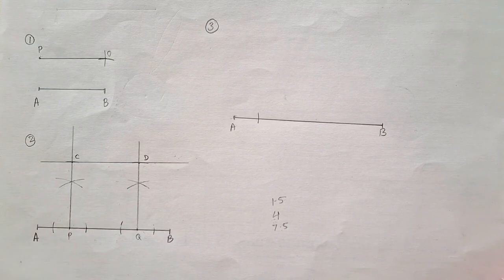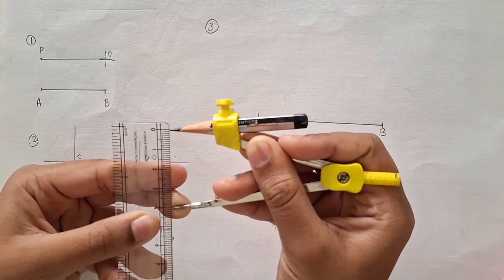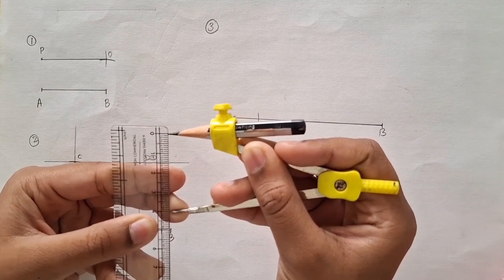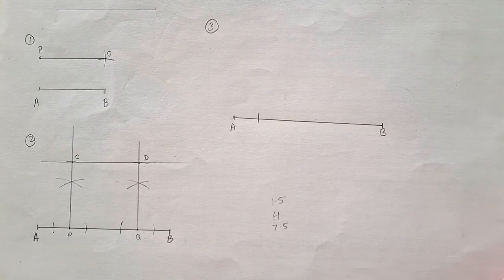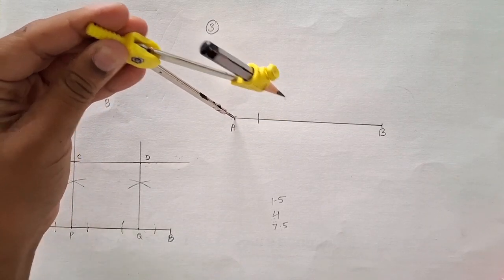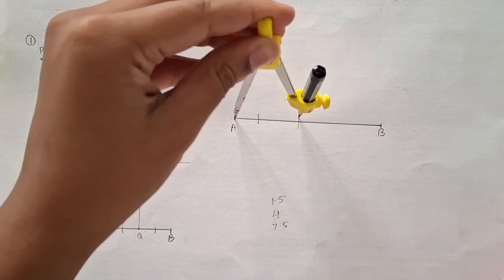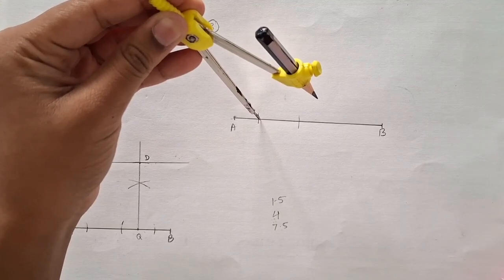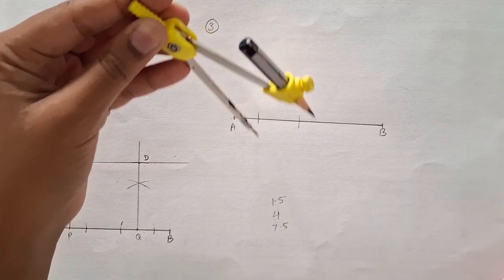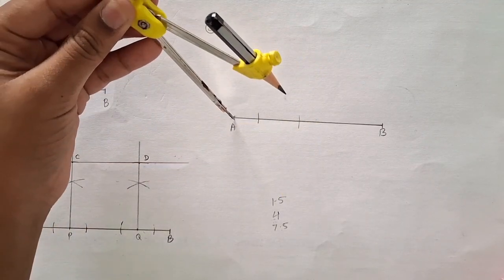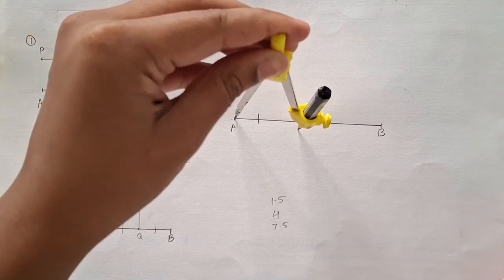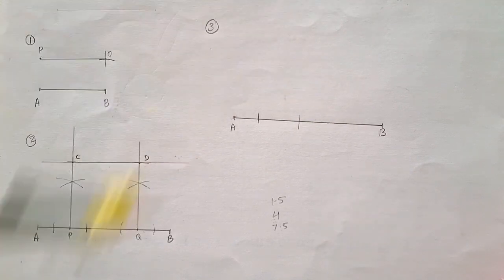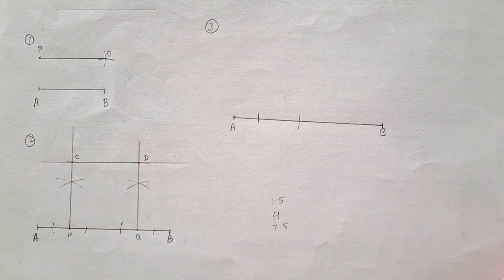The next measurement they have given is 4 cm. So I am taking a radius of 4 cm in the compass and again I will keep it on point A only. I will not keep it on this arc as they have said that all the 3 points are at these distances from point A only. So I am again keeping it on point A, drawing another arc which is at 4 cm distance from point A.